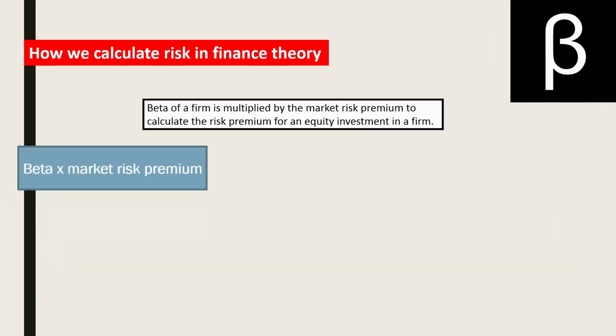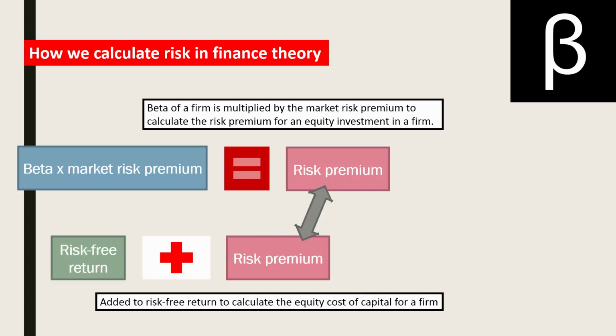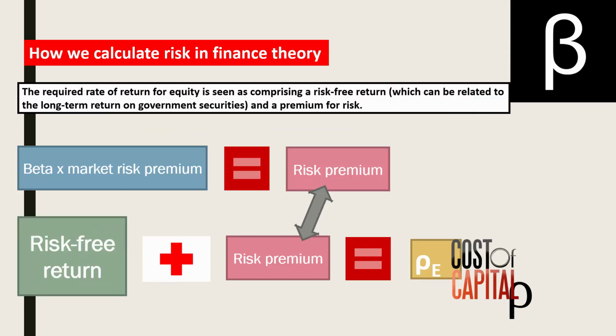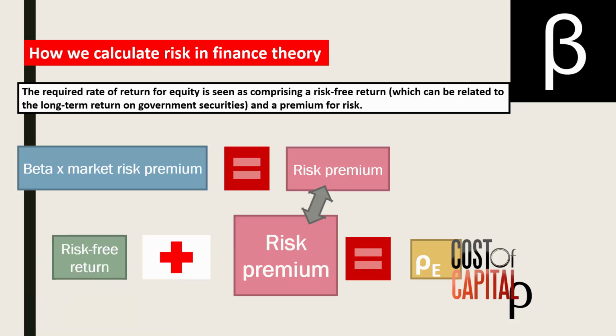This beta of a firm is then multiplied by the market risk premium to calculate the risk premium for an equity investment in a firm. This is then added to the risk-free return to calculate the equity cost of capital for a firm. The required rate of return for equity comprises a risk-free return, which can be related to the long-term return on government securities, and a premium for risk.